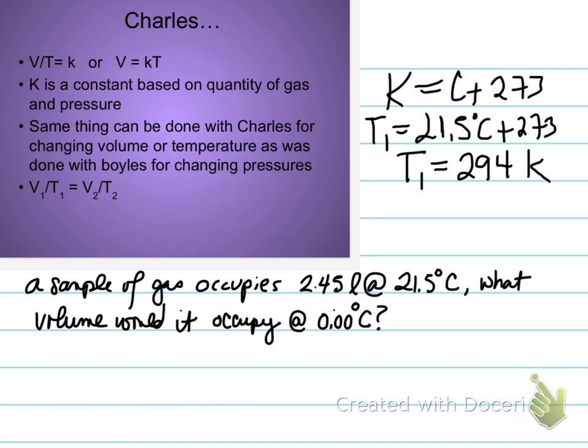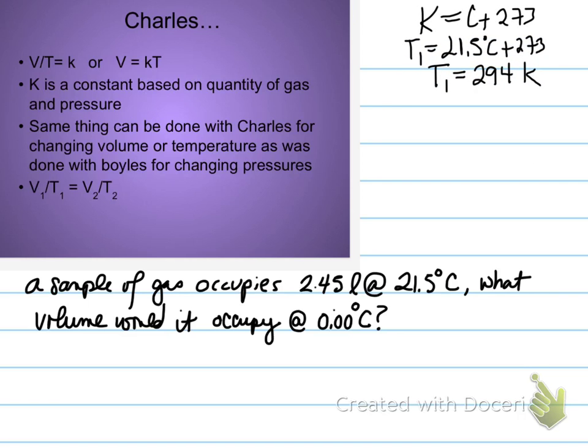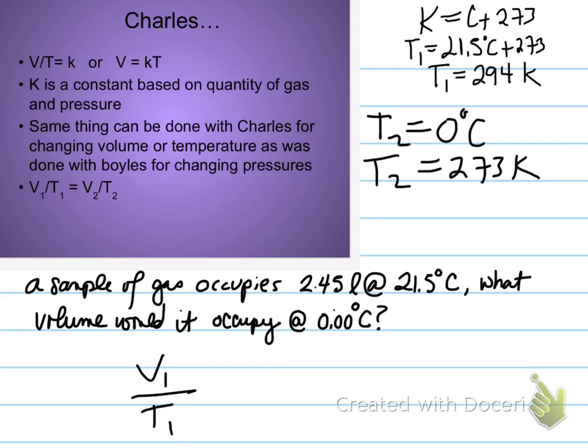The temperature, our target temperature here, T2, is 0 Celsius, which is equal to 273 Kelvin. Okay, so now V1 over T1 equals V2 over T2. Okay, V1 over T1 equals V2 over T2. And we are solving for V2. We're solving for that second volume.